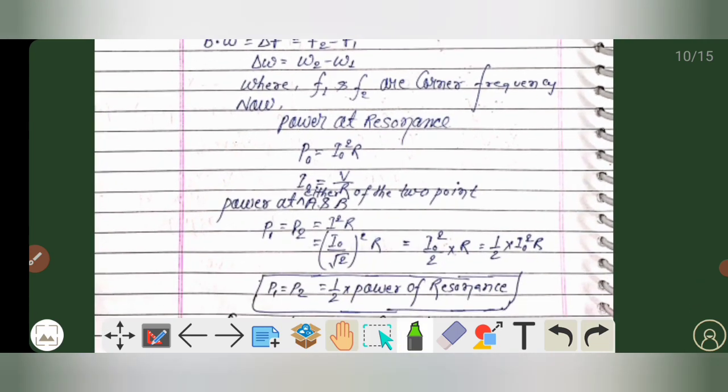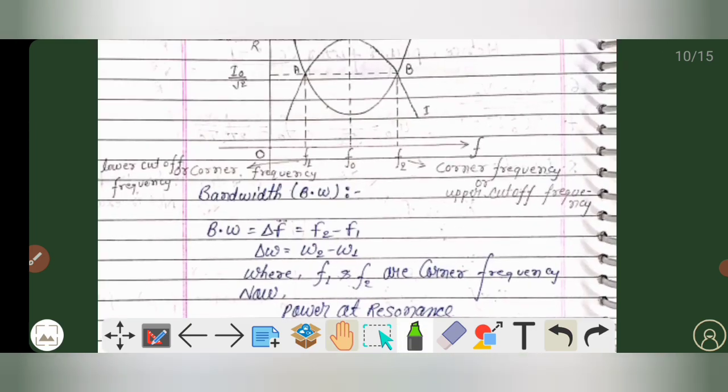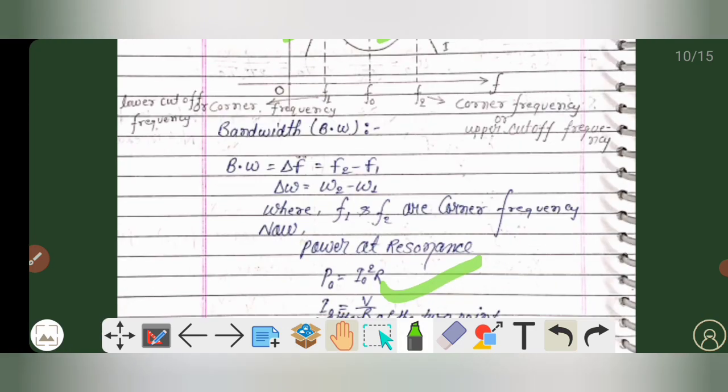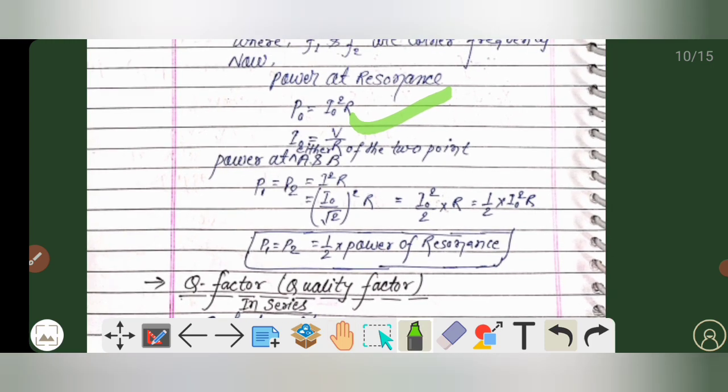Now my dear friends, if you want to calculate the power at resonance, it comes out to be I squared R, or V squared by R. And if you want to calculate the power at these two points, that is the cutoff points or corner points, this is point A and this is point B, then it will be I squared R.